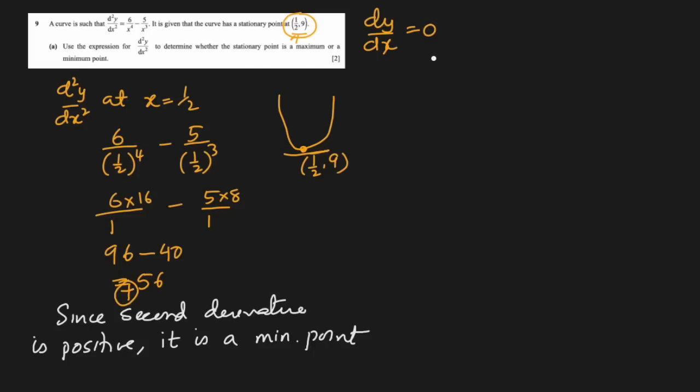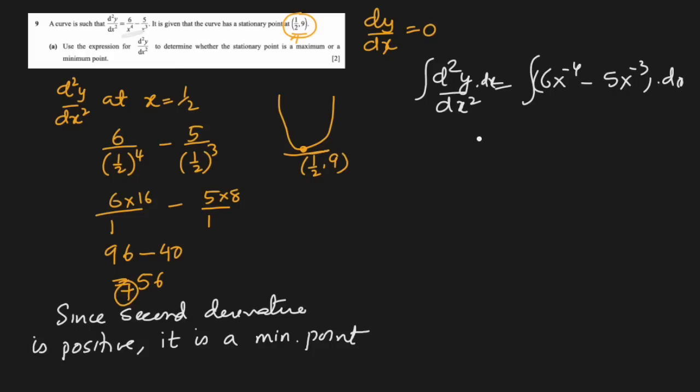So, if I integrate d square y over dx square, which is also the integration of 6 over x to the power 4, this one, 6 over x to the power 4, but I will write it as 6x to the power minus 4, minus 5x to the power minus 3. Okay. If I integrate them with respect to x, I'll get the first derivative. So it will be 6x to the power minus 4 plus 1, minus 3, over minus 3, minus 5x to the power minus 3 plus 1, minus 2, over minus 2, plus c.